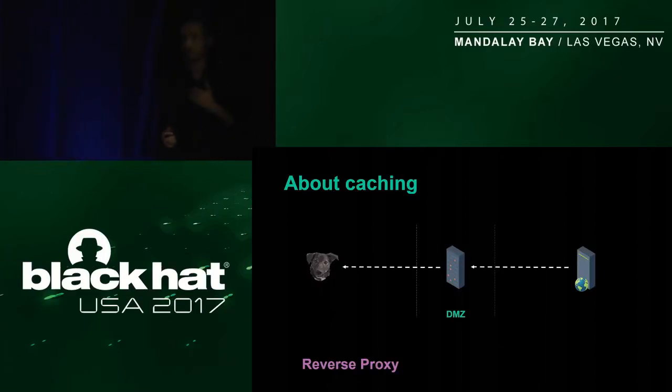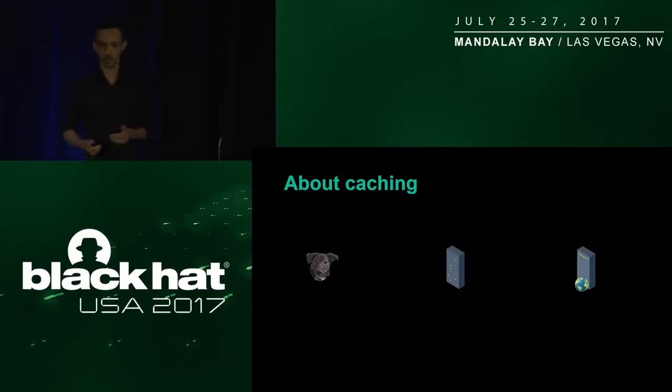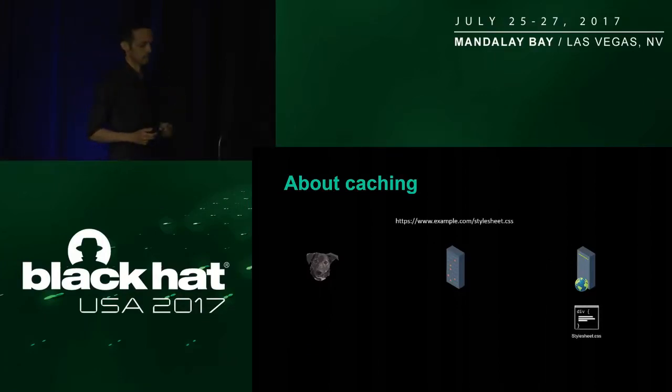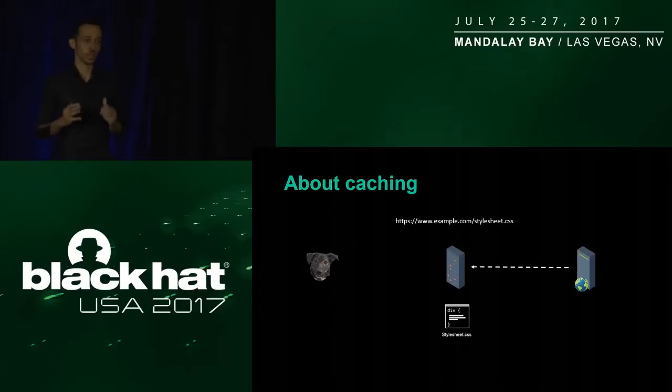Now let's see what the caching process looks like. Let's say that Java here wants to access this page, stylesheet.css. The request arrives at the caching mechanism. Now the caching mechanism is not familiar with this file, so it asks the web server for it. The web server takes this file and sends it back to the caching mechanism. Now the caching mechanism receives this file, and it has to decide whether this file should be cached or not.